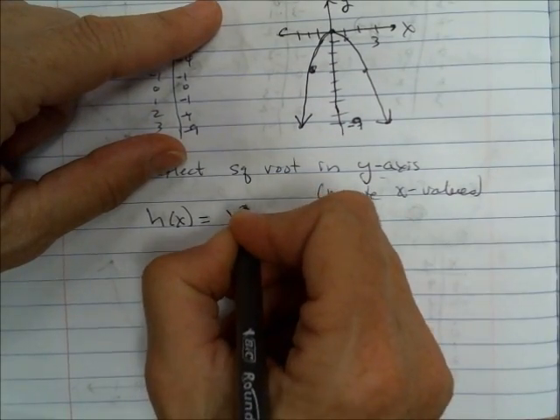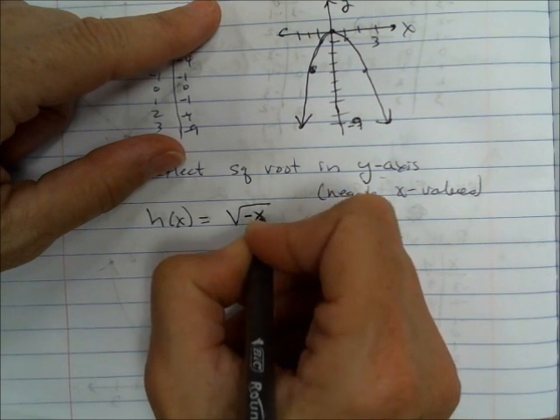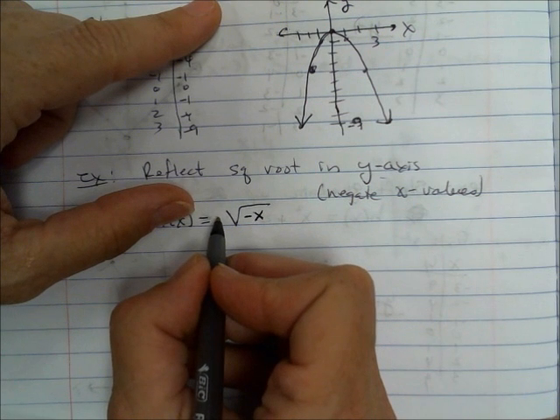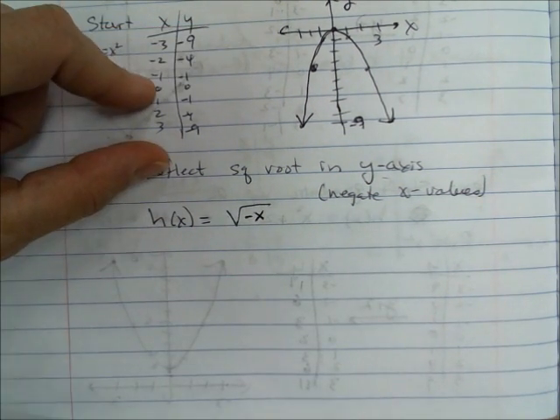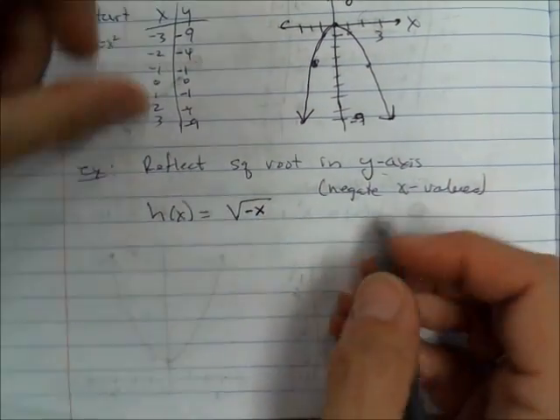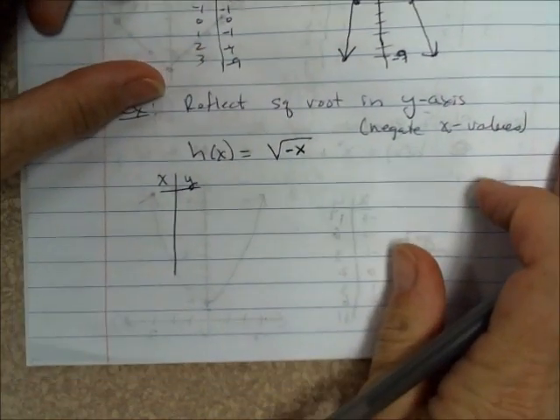So when you do the square root, it has to be a negative x on the inside of parentheses, not on the outside. If you had the negative out here, you'd be reflecting it in the x-axis. This is a reflection in the y-axis. And if you want to prove this to yourself, you can always pull your graphing calculator out and take a look at that.